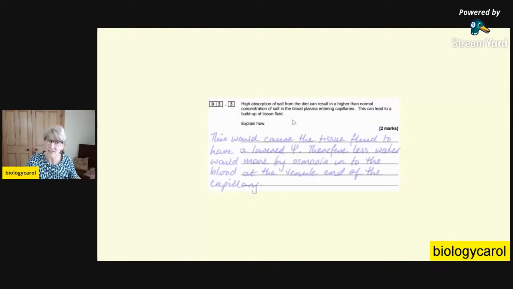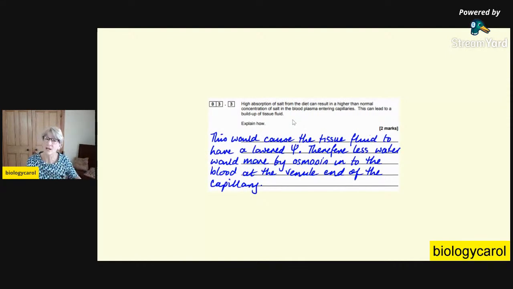And you'll remember that at the venous end of the capillary, the reason that the blood volume is increased is because water moves by osmosis down the water potential gradient into the blood at the venule end of the capillaries. And of course, that isn't going to happen as much if the water potential in the tissue fluid is lowered. There isn't going to be such a water potential gradient as there would have been normally. The concentration gradient has become less steep, and therefore there would be more tissue fluid left in the tissues.